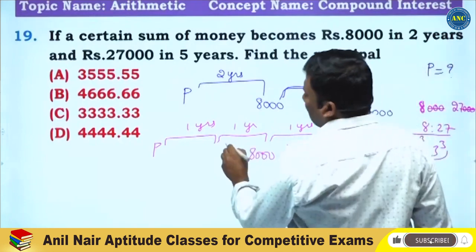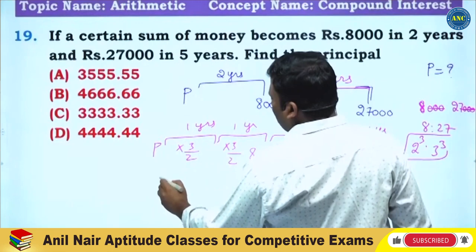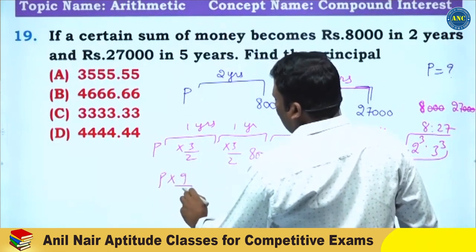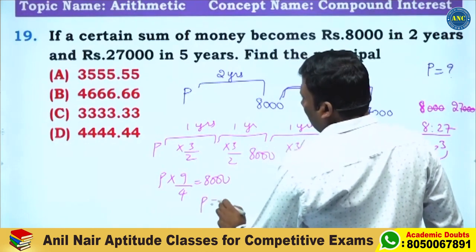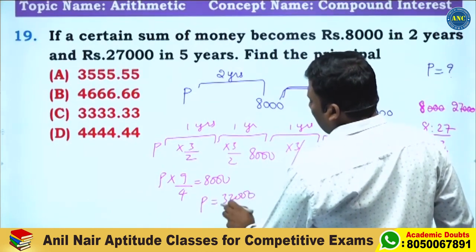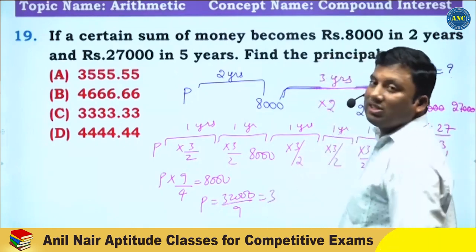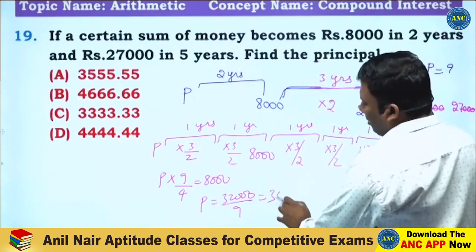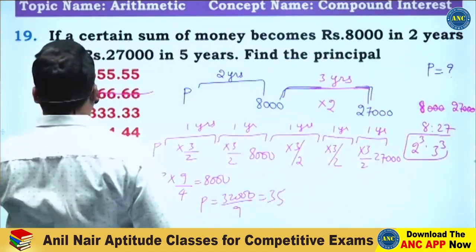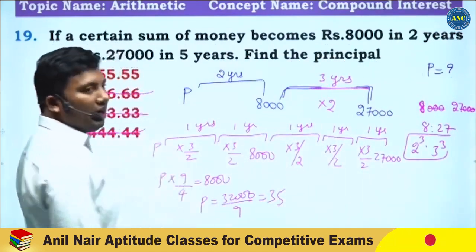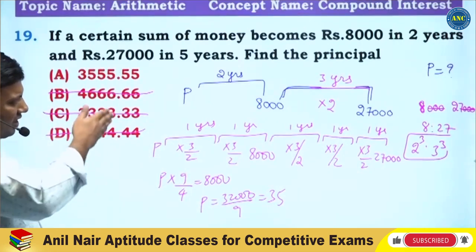For equal time periods, the scaling factor will be the same. So P into 9 by 4 is equivalent to 8,000. P will be 32,000 divided by 9. 9 threes are 27, 9 fives are 45. The first 2 digits should be around 3,500. I hope the idea is clear.